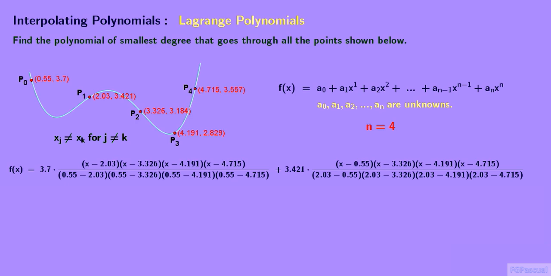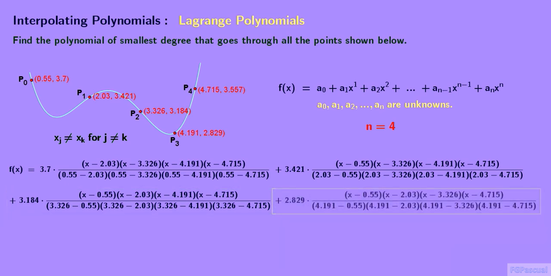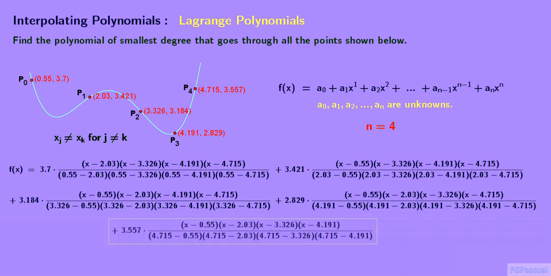We leave it as an exercise for the viewer to check that the last three fractions to complete the Lagrange polynomial are given by these three fractions. And simplifying, this is what we get for the polynomial.